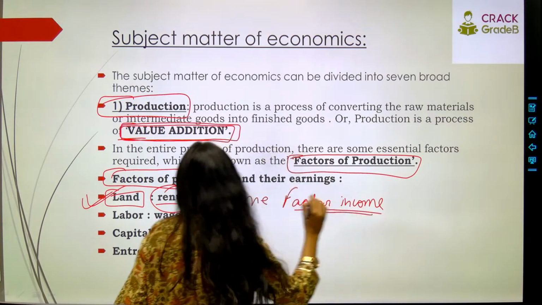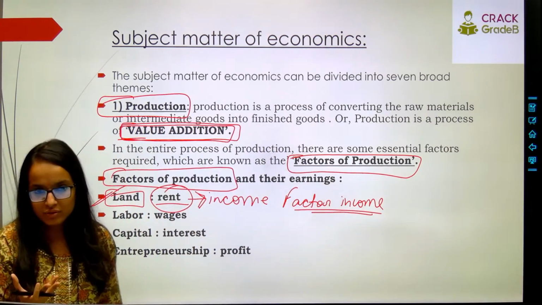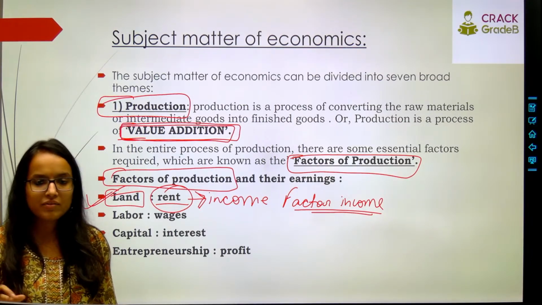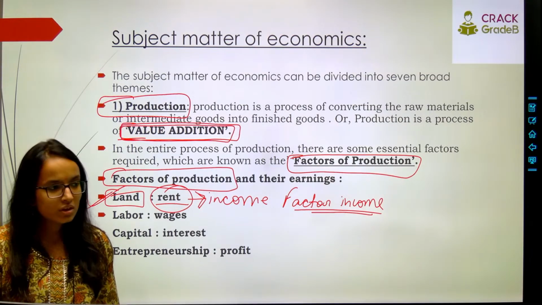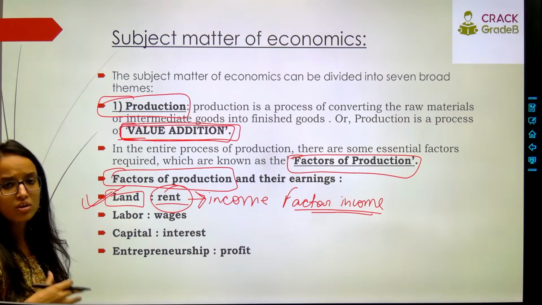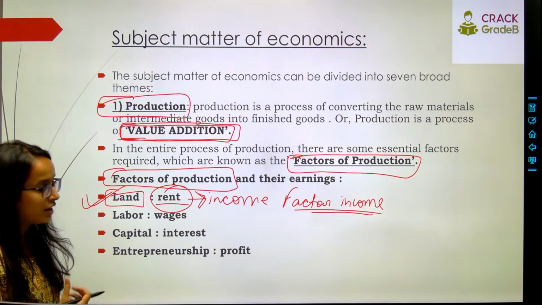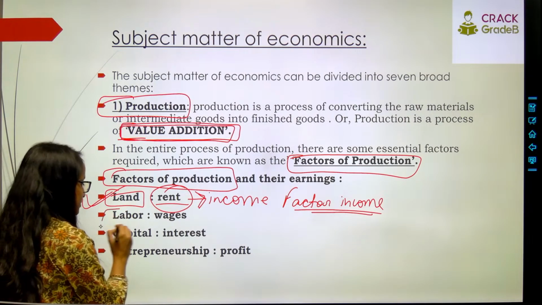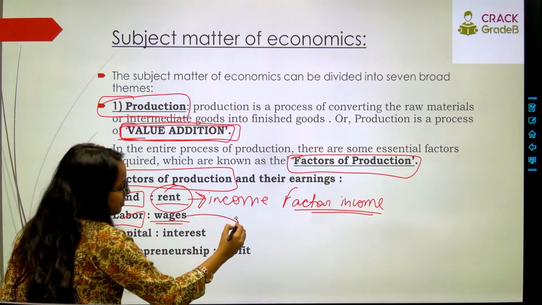Factor income, okay? So, land gives you rent. For example, if you have land and you have some structure above it, be it a building, a room, a mall, anything, and you give it to someone on lease or on rent, so you earn rent, right? So land earns rent. So the factor income of land is rent. Labor earns wages.